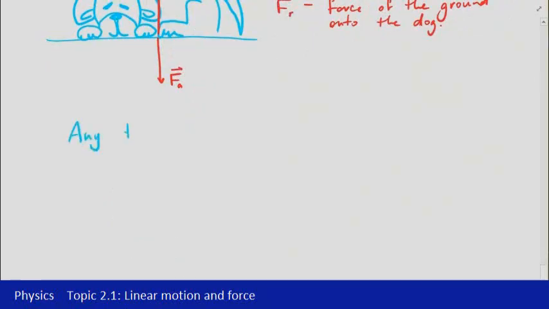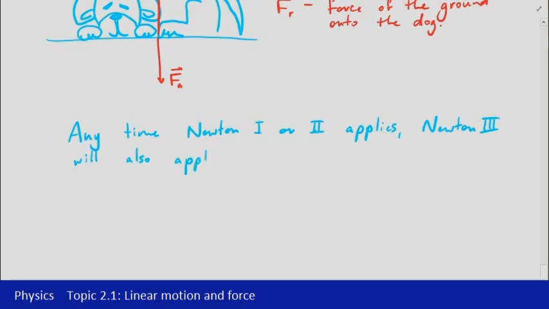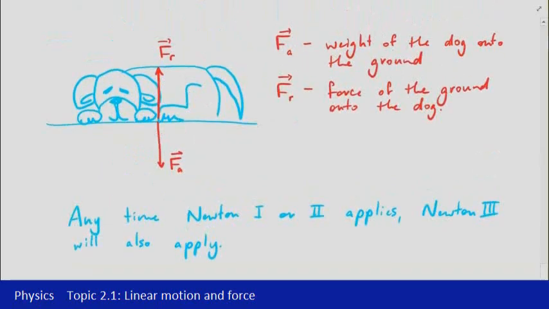So the last thing I'll just point out here, basically we've got this situation that any time Newton's first law or Newton's second law apply, Newton's third law will also apply. And that sort of makes sense if you think about it. Newton's first law, when forces are balanced, so if you've got forces acting on an object, there must be reaction forces. For Newton's second law, if you've got an unbalanced force acting on an object, there will always be a force in the opposite direction.